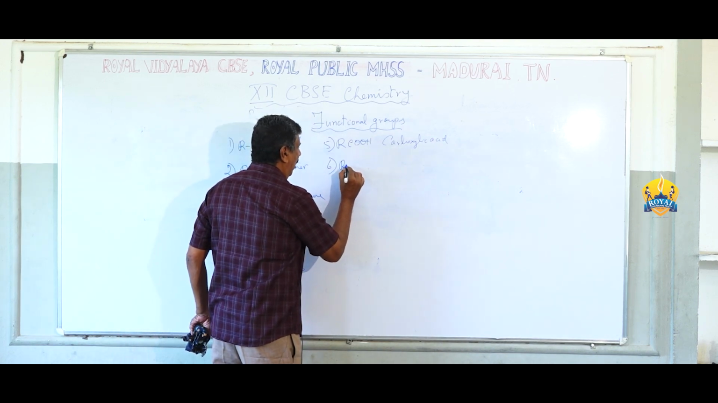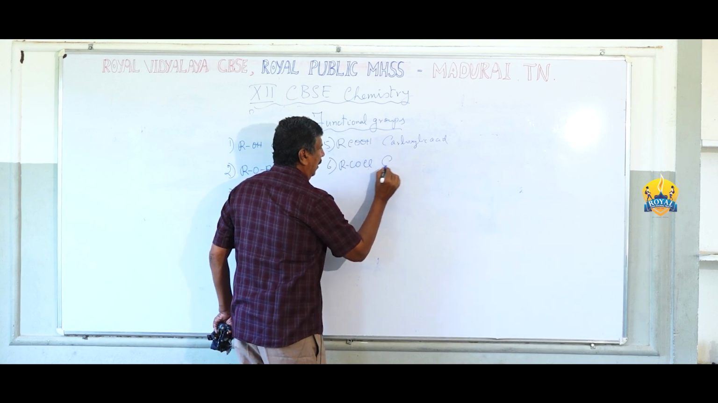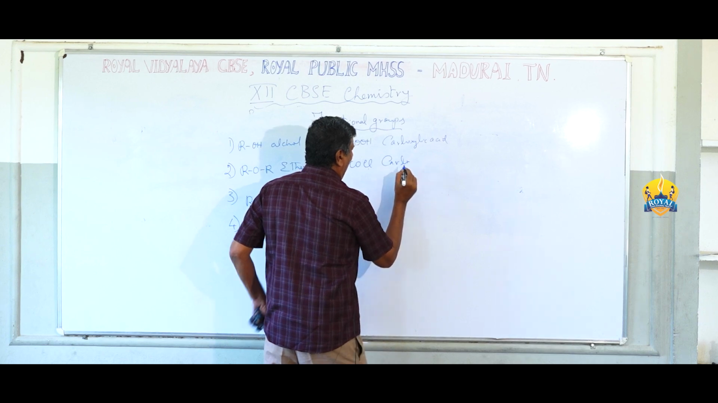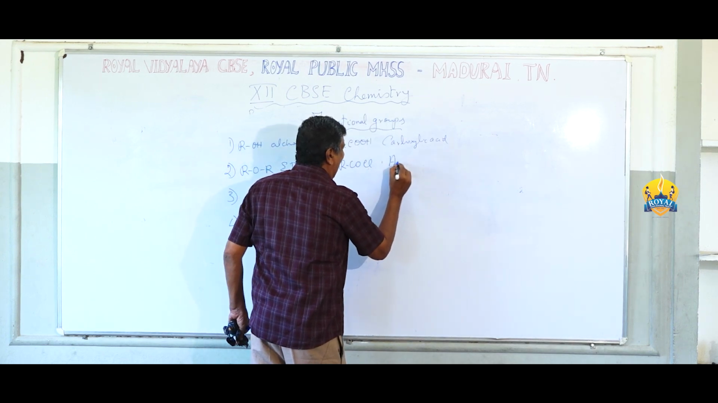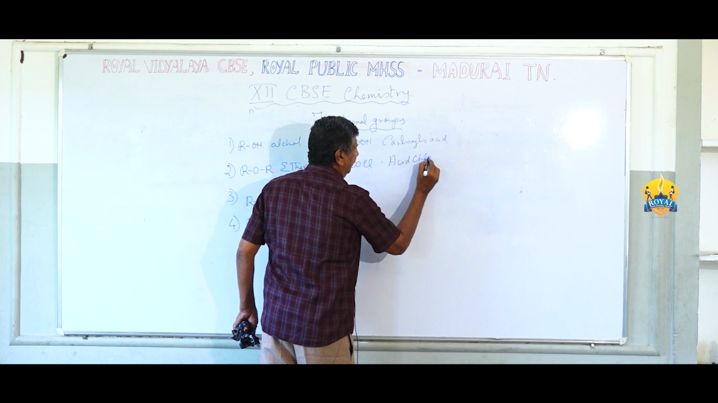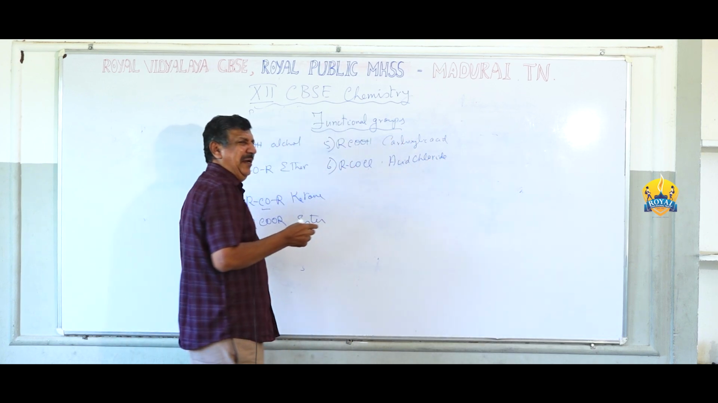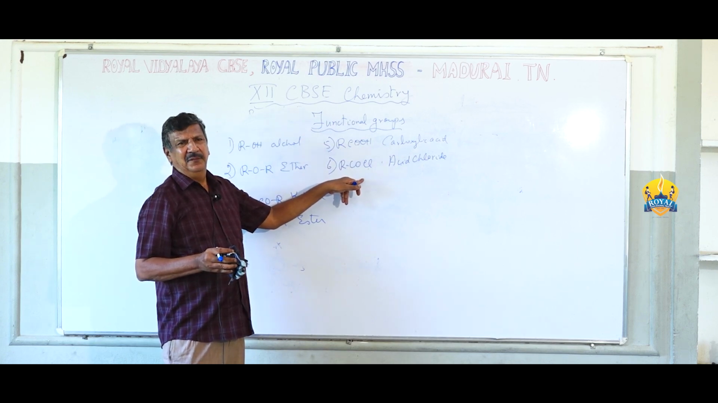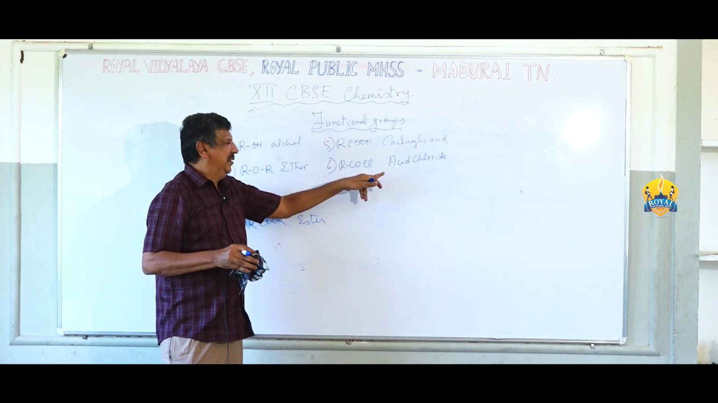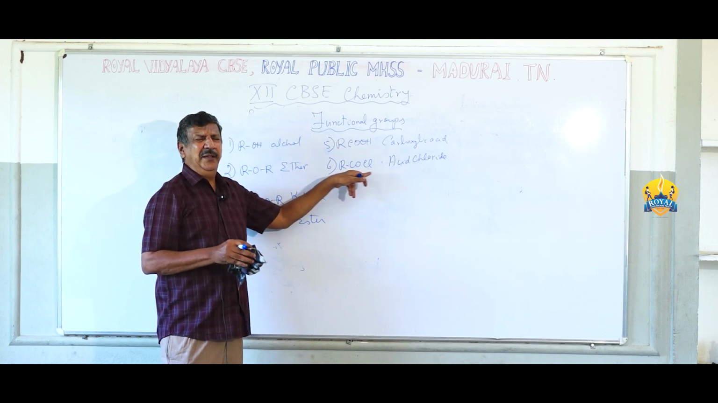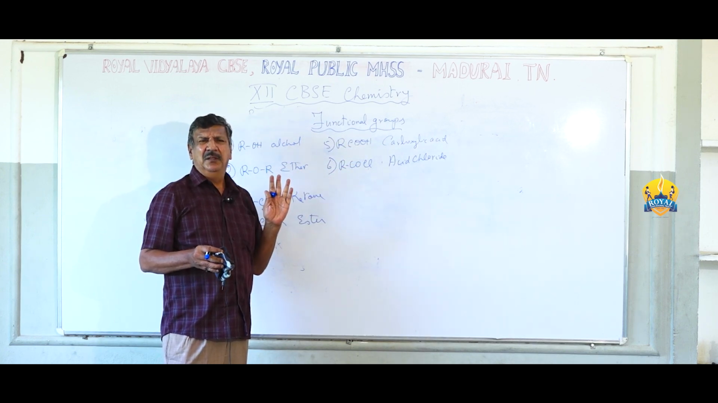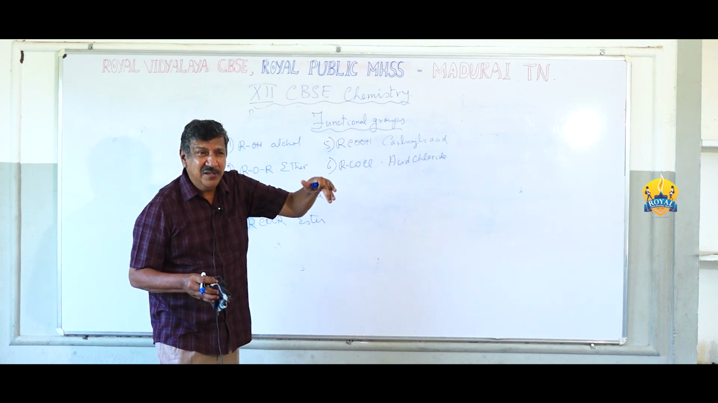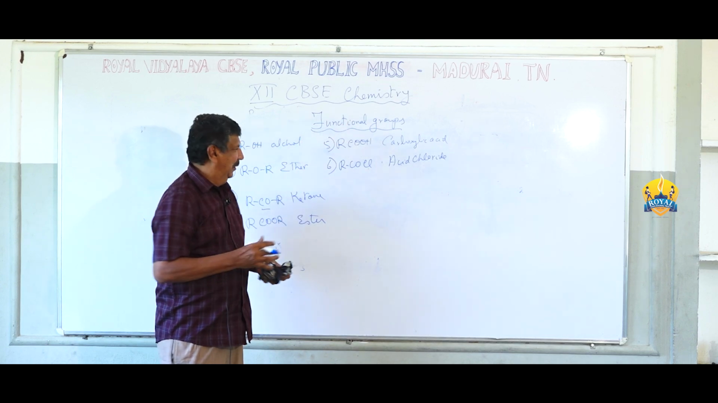Then sixth one, RCOCl. We can tell simply like this, acid chlorides. This is called acid chloride. Why is it called acid chloride? Because it is created from acid. We will see it in reaction. These compounds are prepared from acid, so they are called acid chloride. You should not tell chlorides, because chlorides are entirely different. RCl, I'll tell you later.